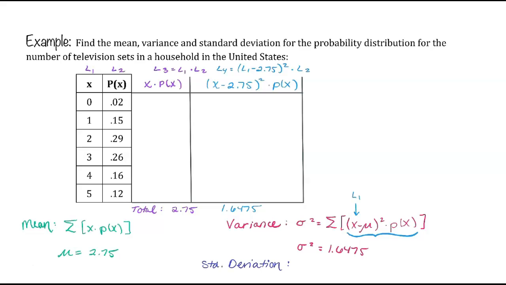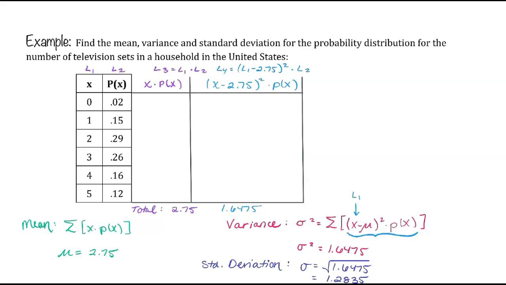The standard deviation is the square root of the variance. That is, sigma is equal to the square root of 1.6475, or 1.2835. Now, the last thing to do is to round appropriately.